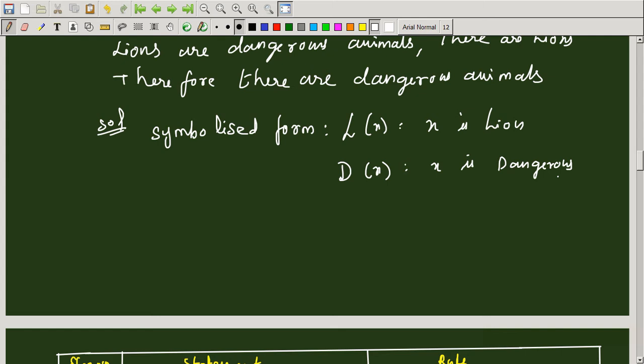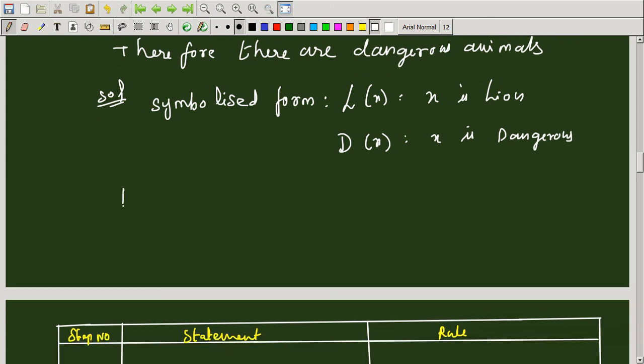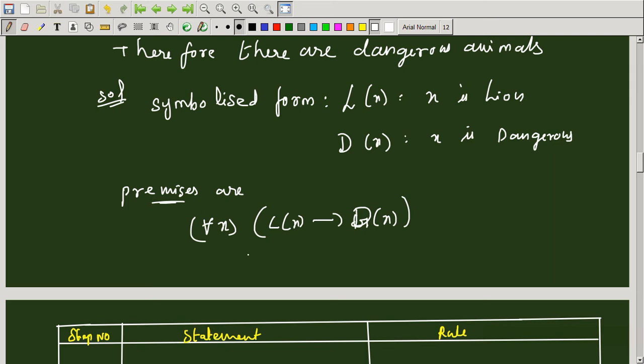Let's form the premises for this. The given statement, lions are dangerous animals, means all the lions are dangerous. So for all x, L of x implies D of x, dangerous animals.